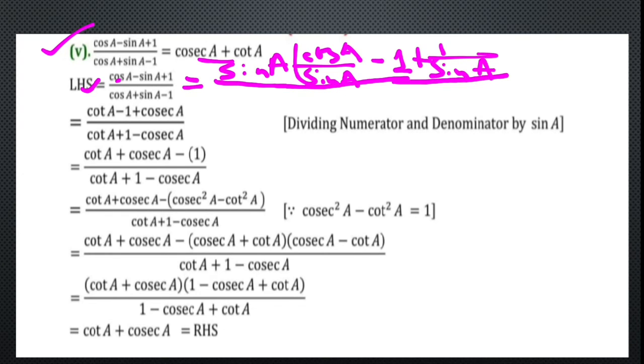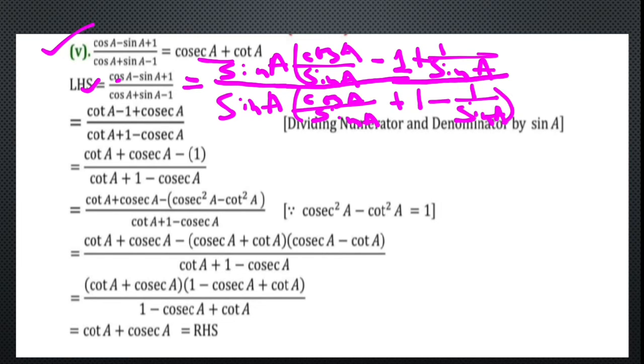Now similarly, if you take sin a common from the denominator, by a similar argument, it will be cos a by sin a plus 1, then minus 1 by sin a.